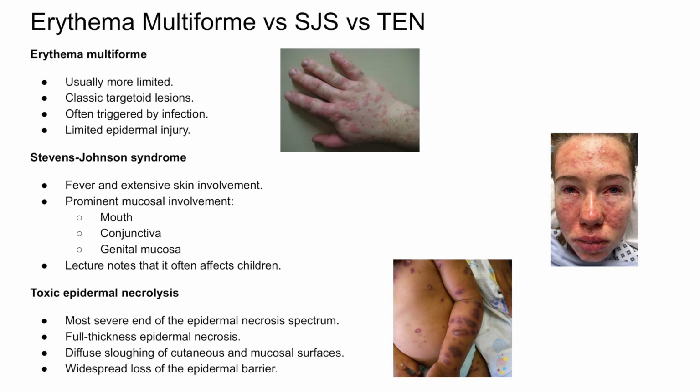Classification is based on detached body surface area. Stevens-Johnson syndrome involves less than 10%. Overlap involves 10 to 30%, and TEN involves more than 30%. Stevens-Johnson syndrome and TEN are medical emergencies requiring immediate withdrawal of the culprit drug and intensive supportive care.